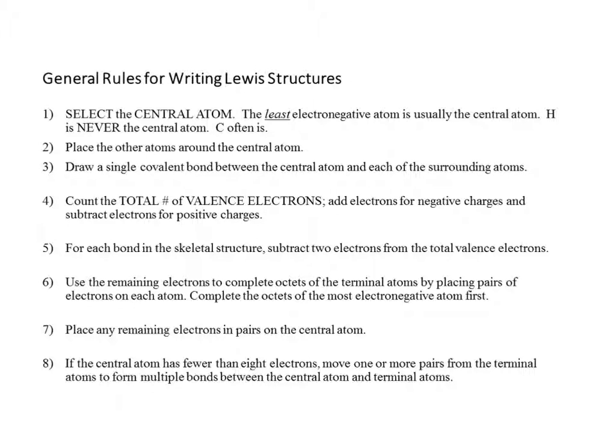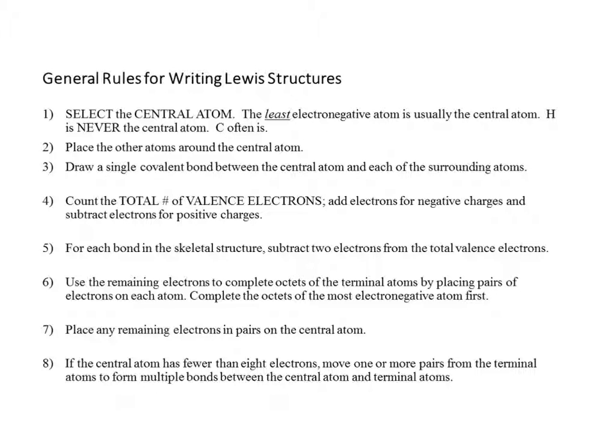This also assumes that you're familiar with covalent bonds, so we know what a covalent bond is: a sharing of electrons between the two. So if you are familiar with both of those and you're ready to move on, our first general rule for writing a Lewis structure with covalent bonds is to select a center atom.